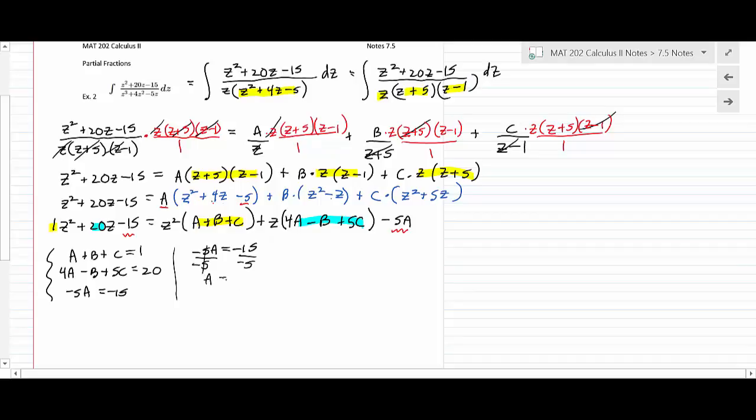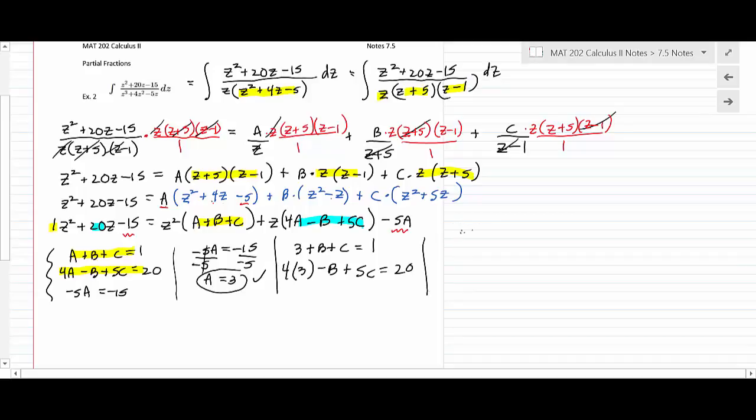Well, that's going to be a equals 3. Okay, so that's the first key piece we need. Now what I can do is plug this into these two equations. I'm going to take these two equations, and where I see an a, I'm just going to replace it with a 3. So in the top equation, I'm going to have 3 plus b plus c equals 1. In the second equation, I'm going to have 4 times 3 minus b plus 5c equals 20. Once I know one variable, I just start plugging it in, and I get a new system.